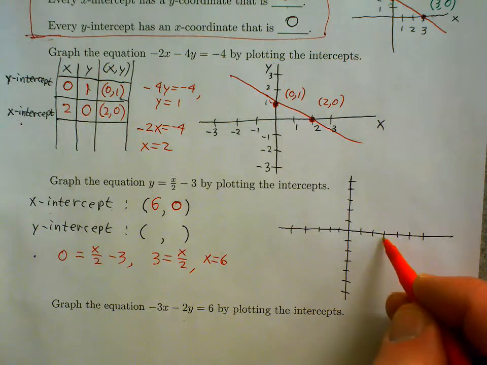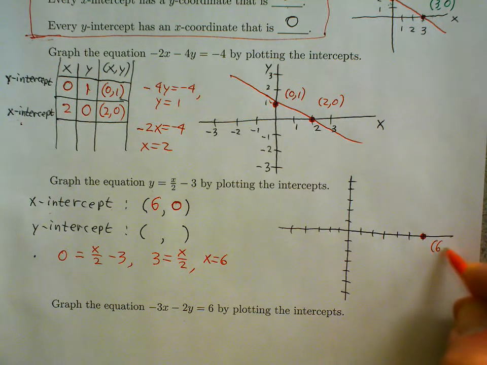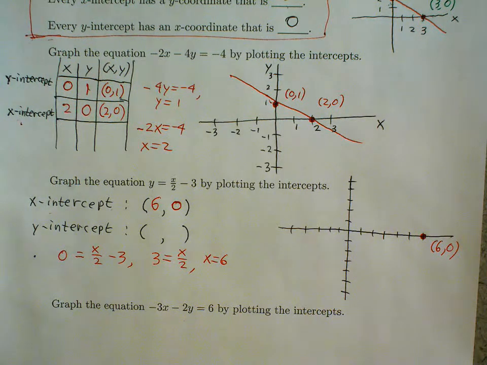So the ordered pair 6, 0 is the X-intercept.